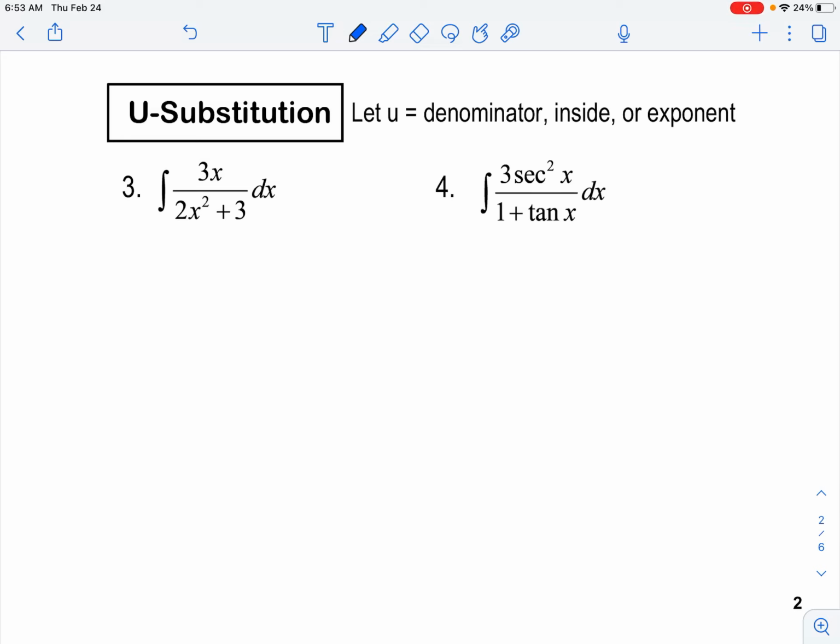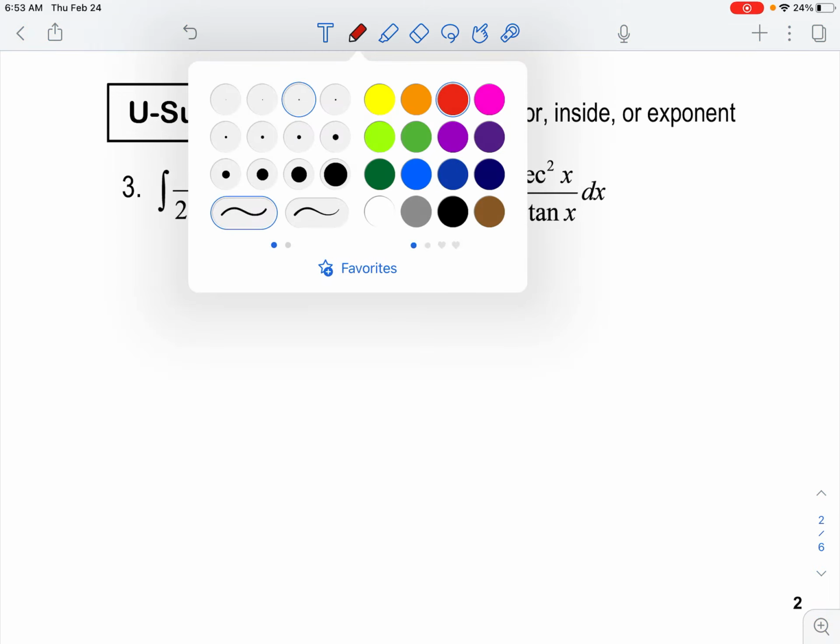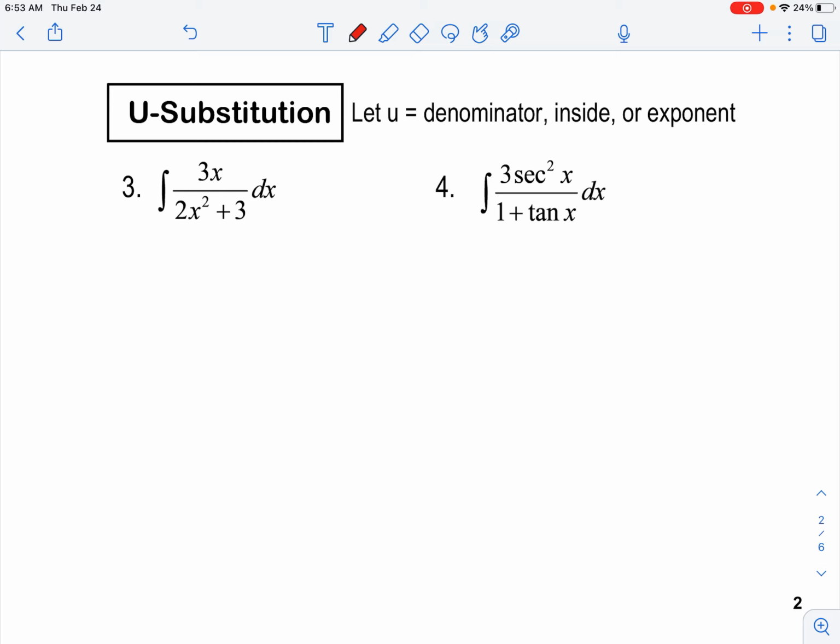Well, hello, calculus. Let's do some U substitution with e's and natural logs. All right, looking at number 3 here. Usually when we're doing U substitution, we want U to be the denominator, the inside, or the exponent. So we're going to let U be the denominator. So we're going to let U equal 2x squared plus 3.